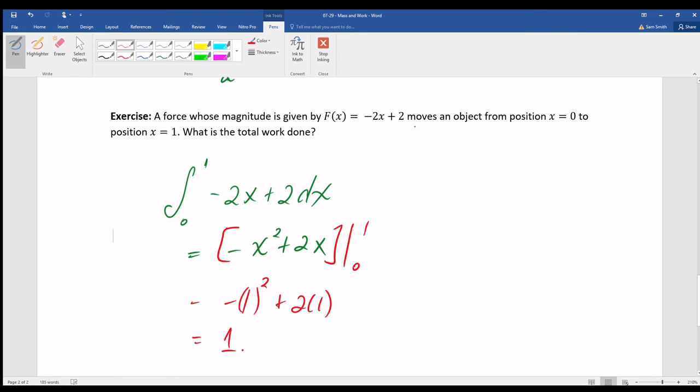So this is the step that is needed to find the total work done in the case of a variable force moving an object through some distance.